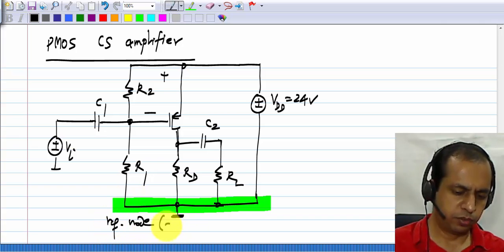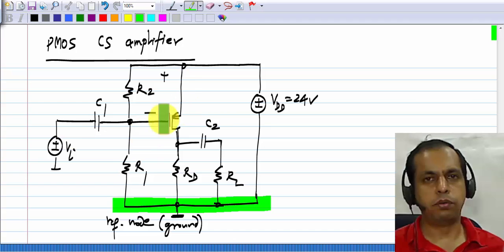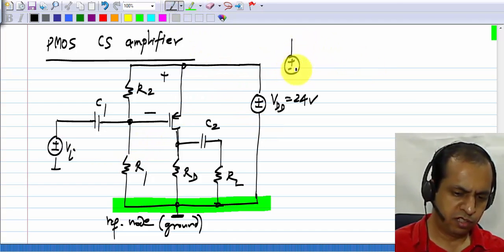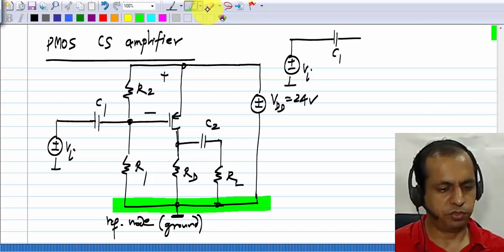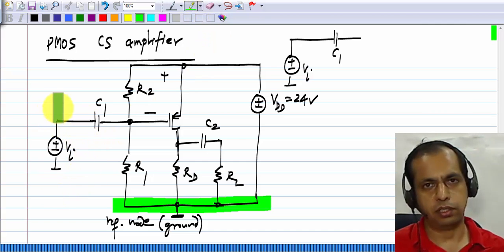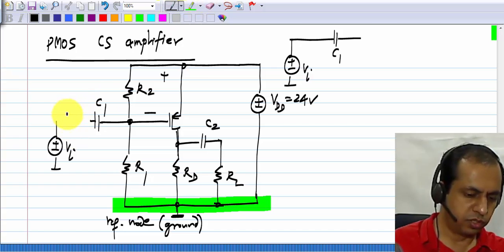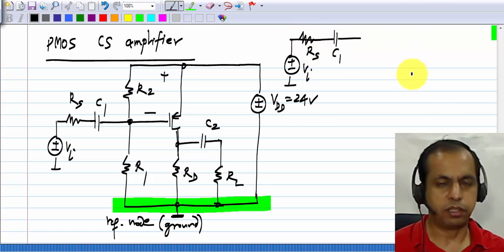This is the reference node or ground. Now if you draw the incremental picture of this, we'll have Vi, and I'll still show C1. By the way, just for simplicity, I didn't show the internal resistance of this source Vi, but actually I can add it. It is not very difficult to include. So I'll have Rs over there. So that means I'll have Rs over here.